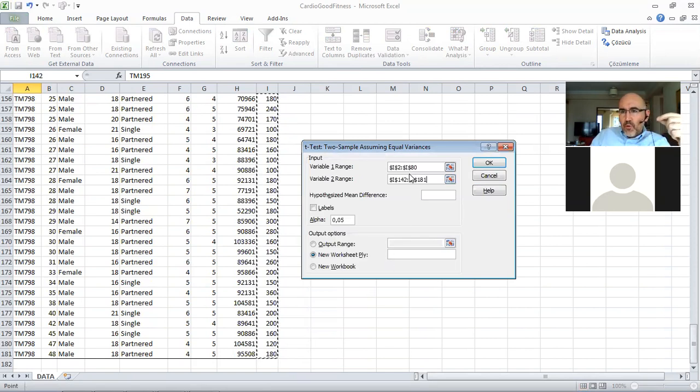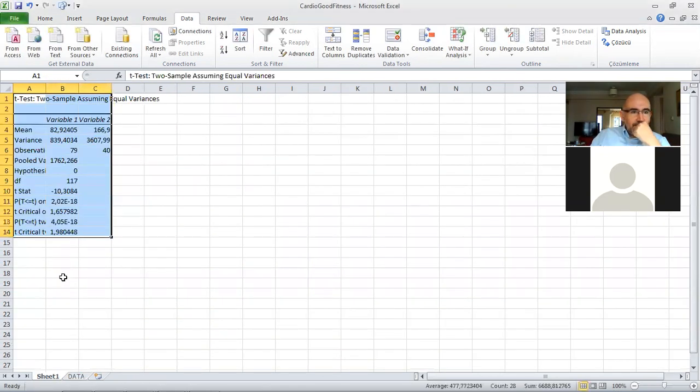Now, one of them is 40 observations. The first one is 80. So sample sizes are clearly different. I don't have labels on top. Hypothesized difference, I'll enter 0. Alpha level, I'll enter as 0.005. So this will perform an independent sample t-test, assuming equal variances.